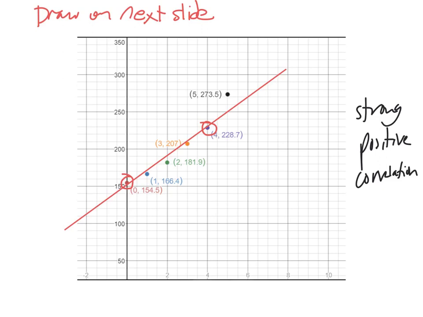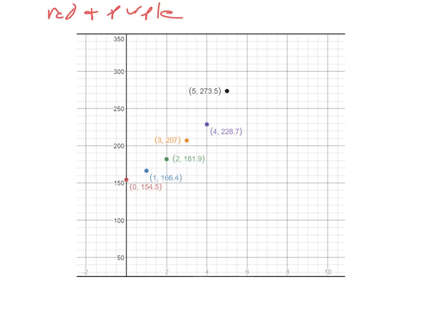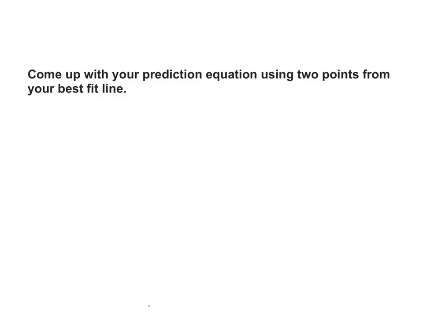Okay, part B says write a prediction equation, I believe. Is that what it says? Okay, so what that means is I need to write an equation for this line. Because the equation for this line of best fit is the prediction equation. And to come up with that prediction equation, you just need to use 2 points. Because we know if you have 2 points, you can write an equation. So now we're back into 2-4. We're applying what we did in 2-4 to something sort of new.